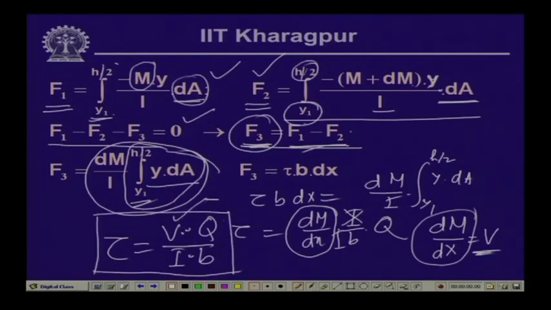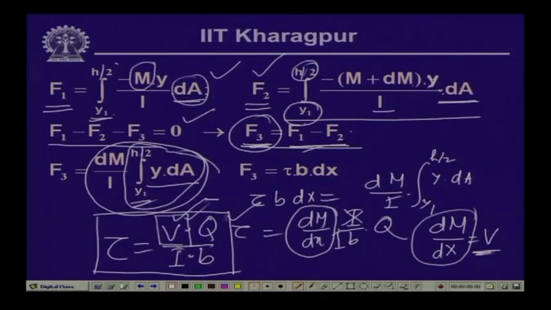Tau equals the vertical shear force V times Q, where Q is the moment of the area which is above the section where we are trying to calculate the shearing stress. We are trying to calculate the shearing stress in the section which is at a distance of y1 from the neutral axis, and the area above y1, from y1 to h by 2, is the segmental area. The moment of that area with respect to the neutral axis will give us the value of Q. So, we know the vertical shear force V, we can compute the value of Q, and we can find I, the moment of inertia of the section with respect to the neutral axis. B is the width.